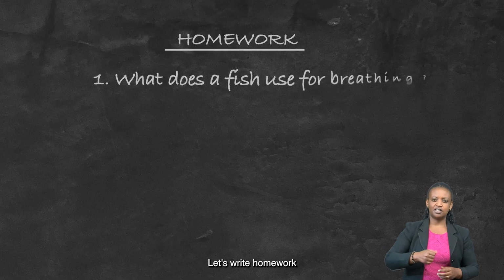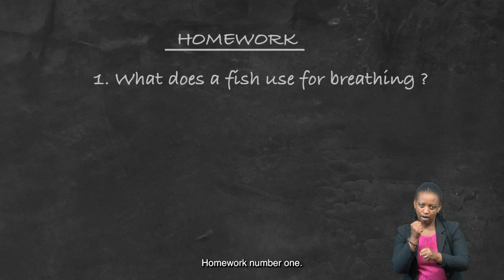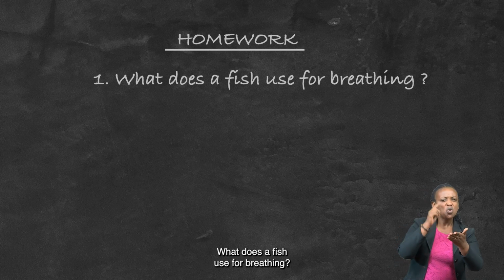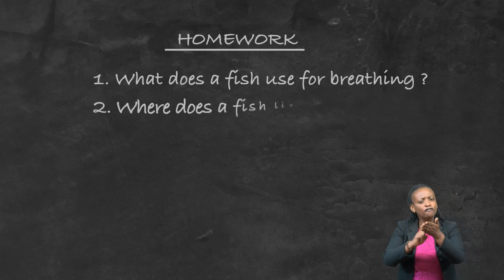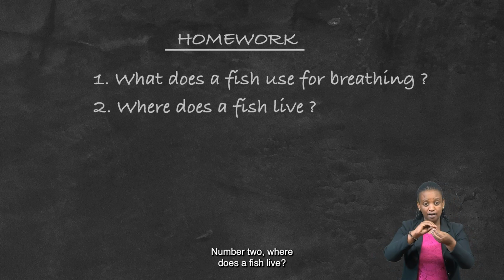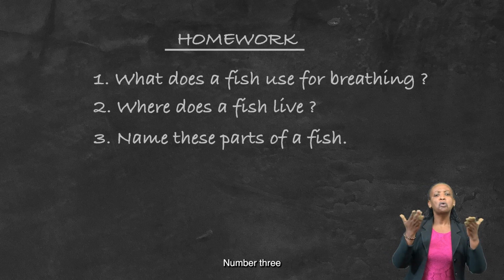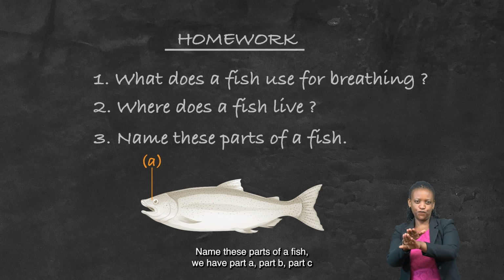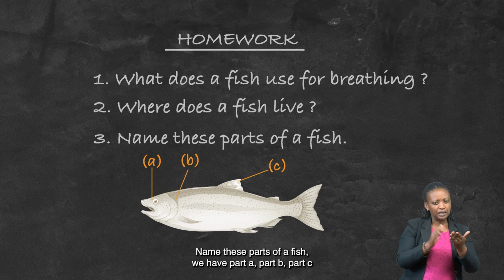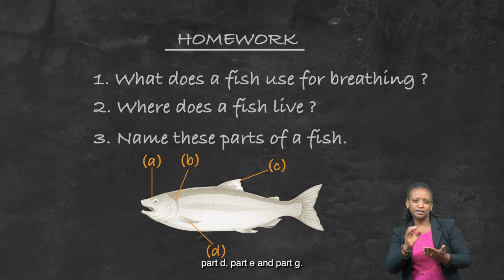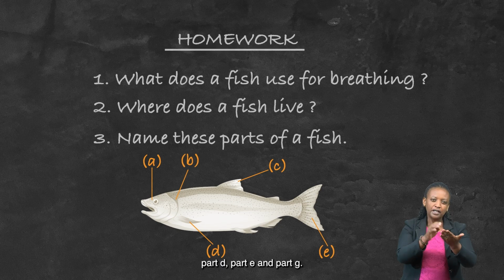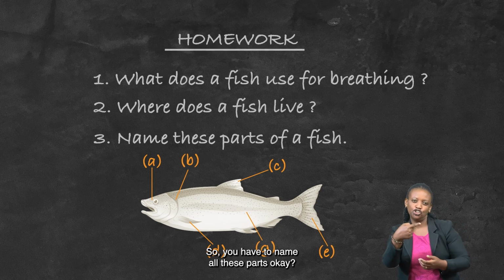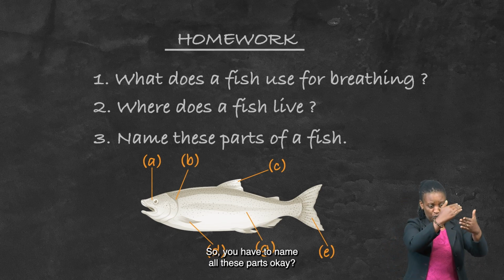Let's write homework. Homework number 1. What does a fish use for breathing? Number 2. Where does a fish live? Number 3. Name these parts of a fish. We have part A, part B, part C, part D, part E, and part G. So you have to name all these parts, okay?